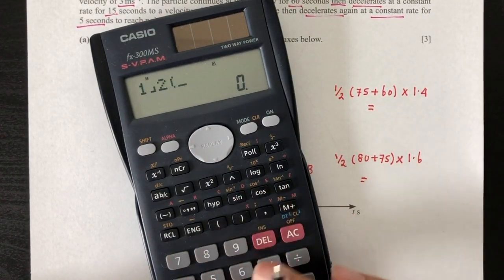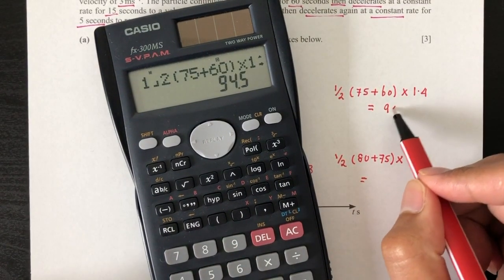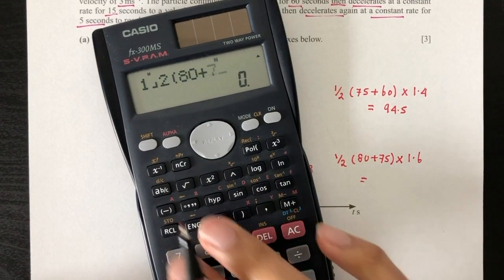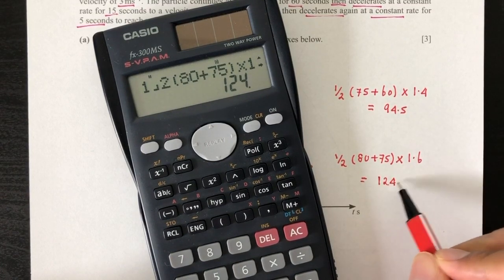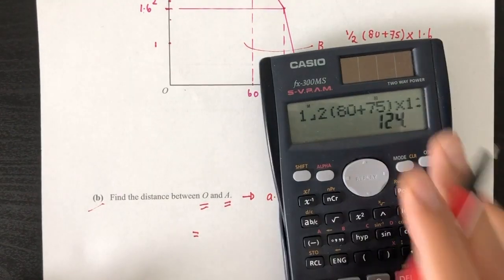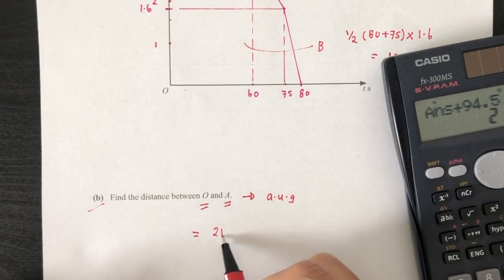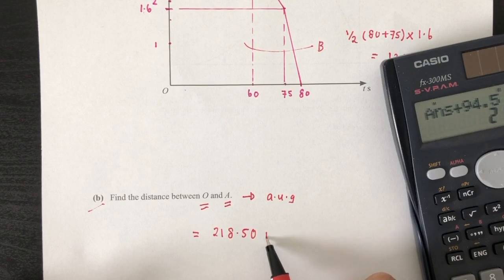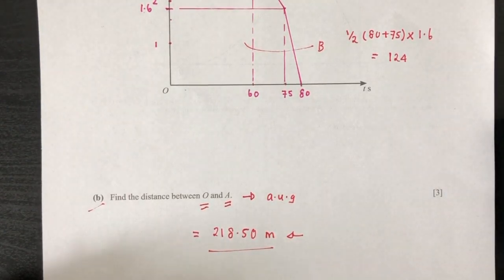Half of 75 plus 60 times 1.4 will be 94.5, and half of 80 plus 75 times 1.6 will be 124. So the area under the graph will be 2 A plus B plus 94.5, that will be 218.5 meters for the distance traveled, which is the area under the graph.